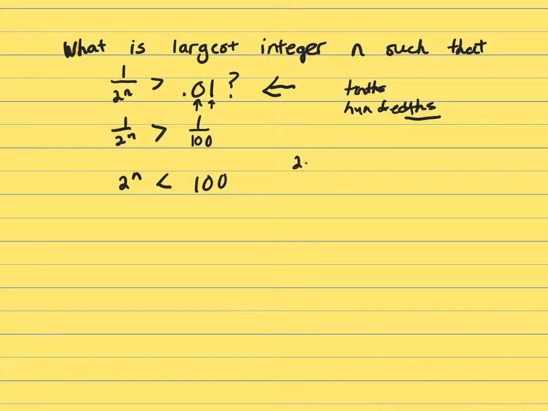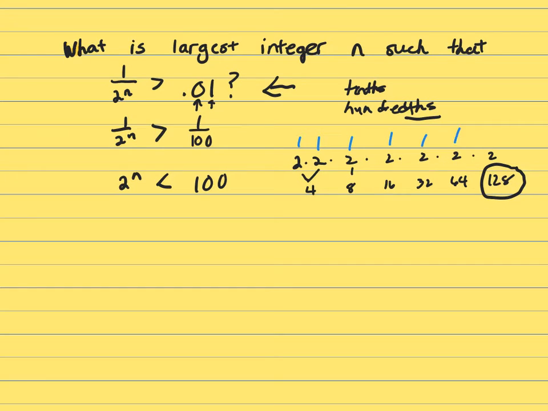So I've got 2 times 2 is 4, times 2 is 8, times 2 is 16, times 2 is 32, times 2 is 64, times 2 is 128. Well, this is larger than 100. So how many 2's? 1, 2, 3, 4, 5, 6. So we want n to equal 6.